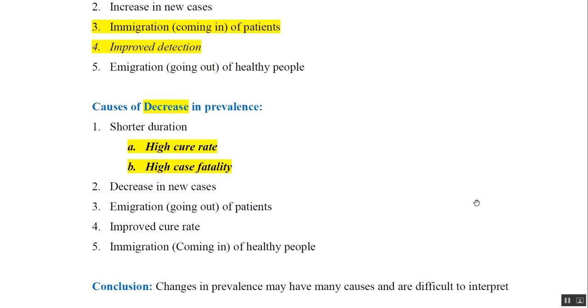Now let us look at the causes of decrease in prevalence. Exactly the opposite: shorter duration of any disease, like high cure rate, high case fatality, or decrease in new cases. Going out of patients and coming in of healthy people, or improved cure rate, will change the prevalence on the downside. The conclusion is that prevalence changes may have many causes, and it is difficult to interpret them.